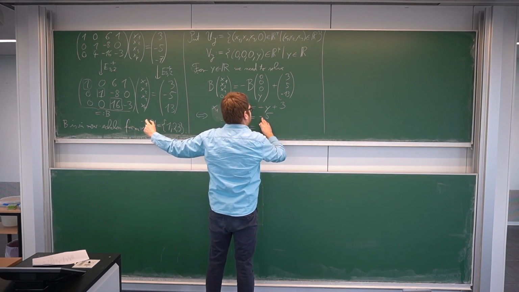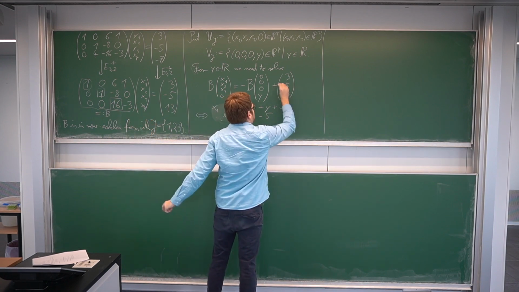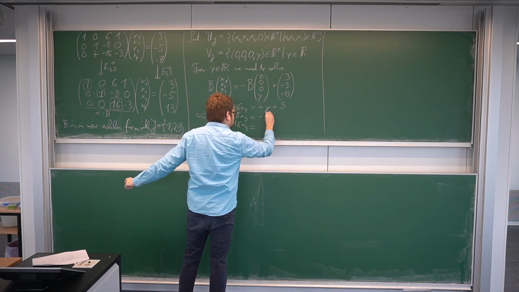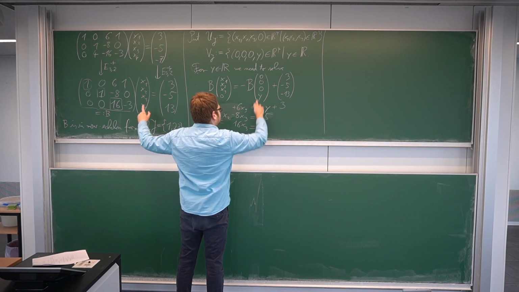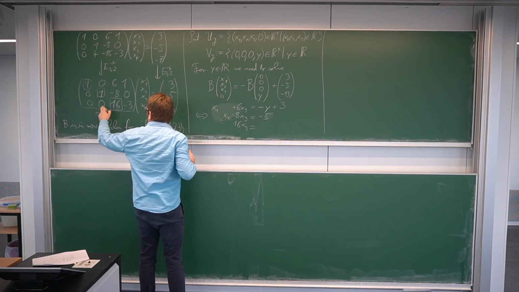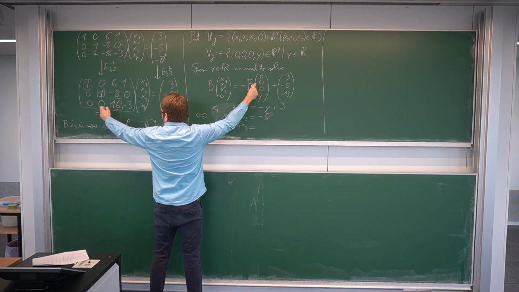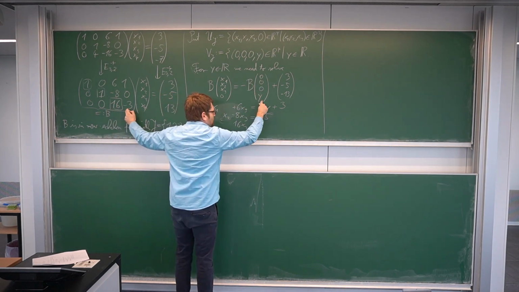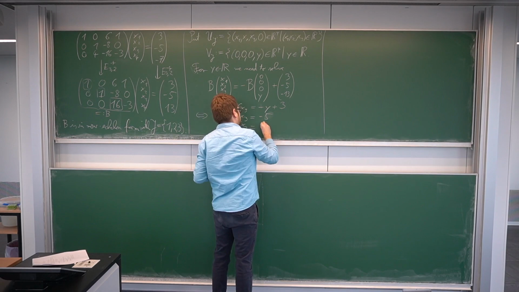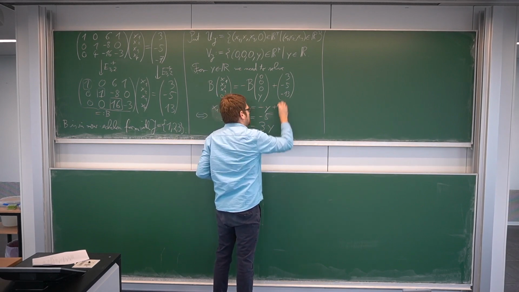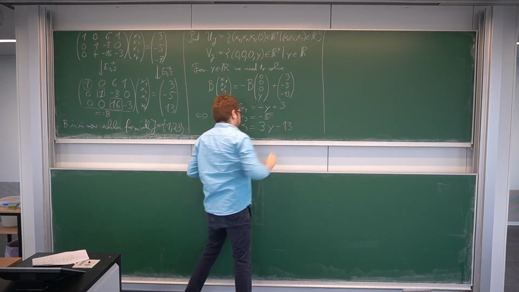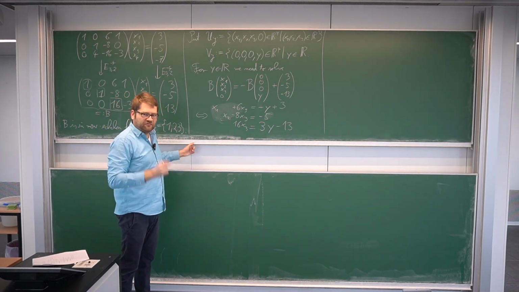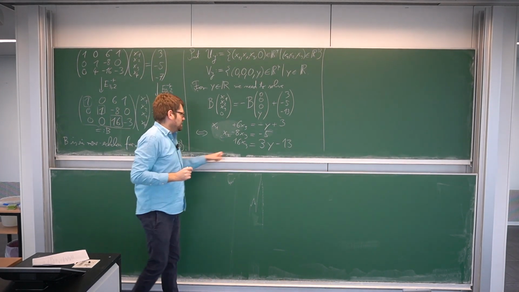Wait, why do I have minus 5? Sorry, I forgot the minus here. Right, minus 5. Sorry, and now b times this, so in the third row we take 0 times 0 plus 0 times 0 plus 16 times 0, and finally minus 3 times y, and since there's a minus in front, this is plus, so 3y minus 13. Okay, so please consider y to be some fixed number. We consider this as fixed.